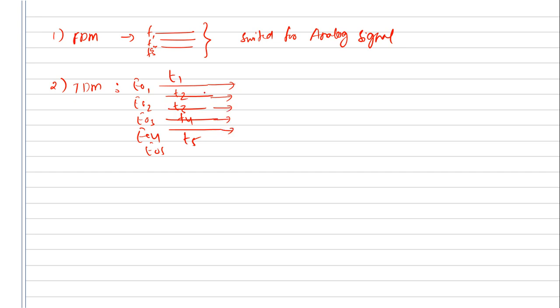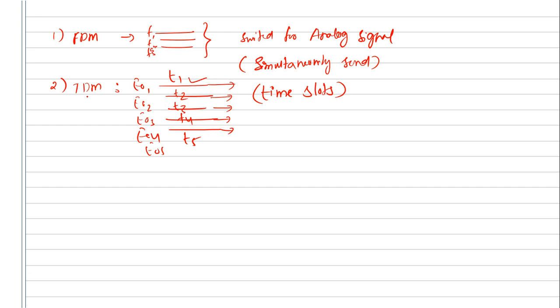It is not simultaneous like in the previous one. In FDM, or frequency division multiplexing, each of the frequencies can simultaneously send. But in time division multiplexing, each of them has its own dedicated time slot. Now in time slot 1, only E01 can be sent. In time slot 2, E02 can be sent. So this is the way they are divided.